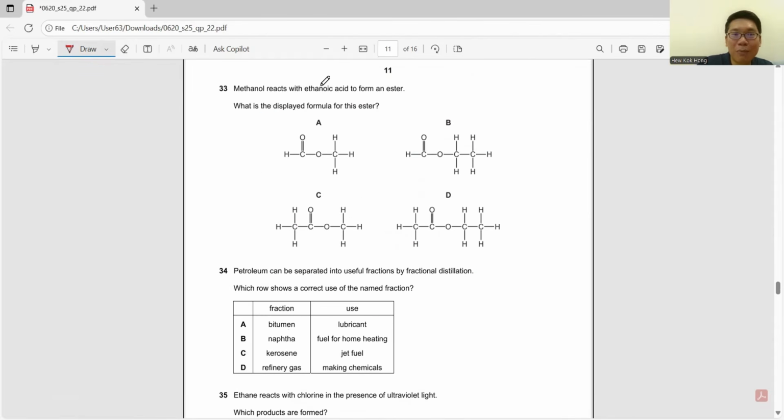33. Methanol reacts with ethanoic acid to form an ester. Which is the displayed formula for this ester? So when we draw that, we always draw ethanoic acid first, and then methanol, and the OH must be put here. Then the H2O is removed. So this is the ester that's formed. So here correct, here correct. Here wrong because we got 2 carbons, so it's only C.